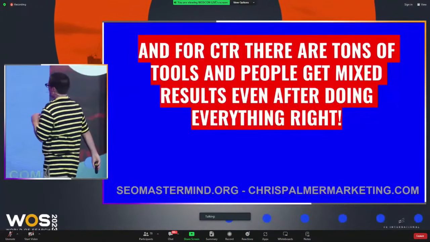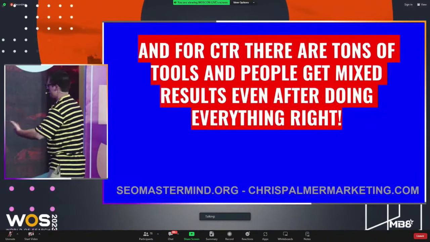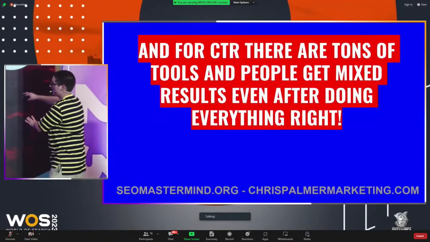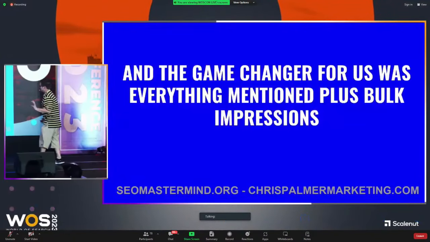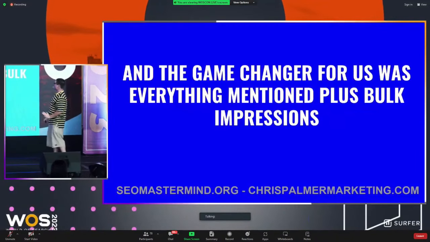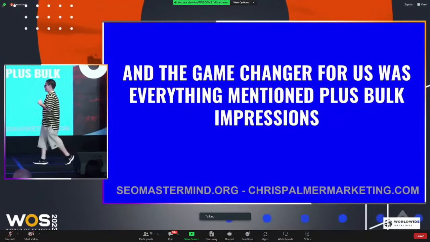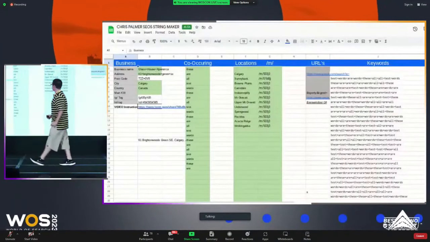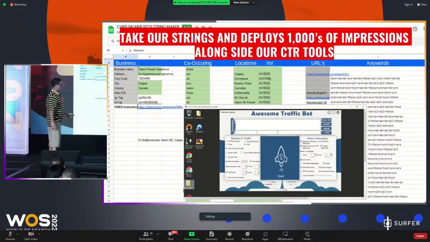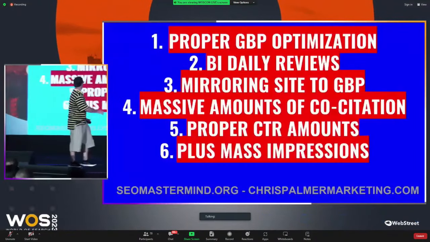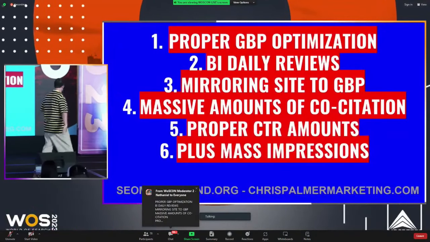Impressions. And for CTR, there's tons of tools. I'm just reiterating exactly what I say. The tools, and people get mixed results even when doing everything right. They do the CTR. They have the tools. They think they're doing everything right. But that last piece, the game changer for us, was everything mentioned plus bulk impressions. That's what I'm going to share with you next. Impressions. Google review vendor, that is the magic ticket to ranking your clients, no matter how strong or how hard the niche is, I assure you.